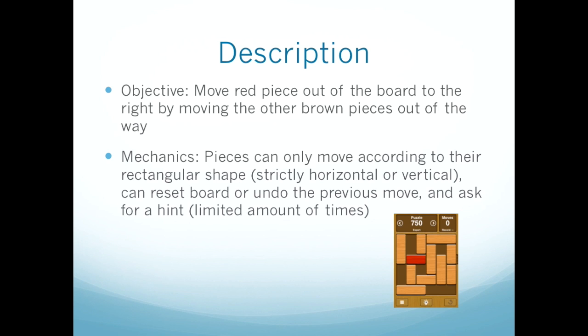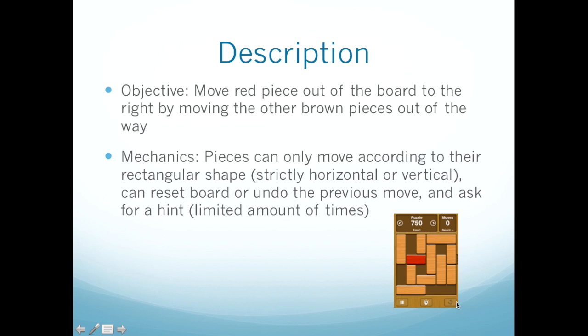So the objective of the game is to move this red piece all the way to the right and out of the actual puzzle board, and the way you do that is by moving these brown pieces out of the way, and you can only do that by moving each piece according to the rectangular shape. So this one is more vertical, so you can only move it up and down, and this one's horizontal, so you can only move it left and right.